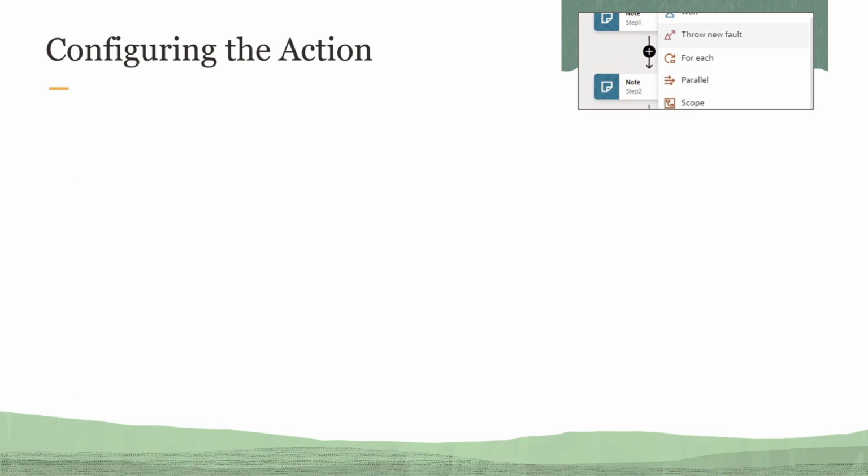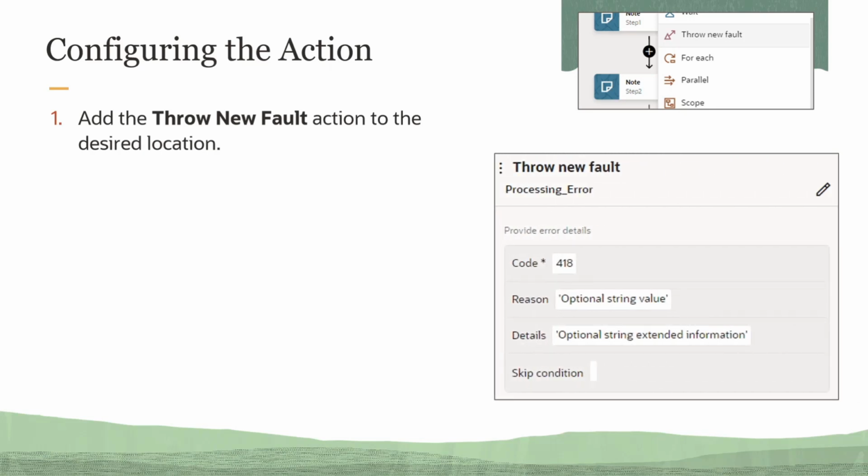Well, it's a bit more interesting because it has something known as a skip condition, but I'll get to that in a moment. Once you add the throw new fault action to a location, the configuration pane appears from the right side of the design canvas. Here you click the pencil icon to provide a name for it. I used processing error for this example.